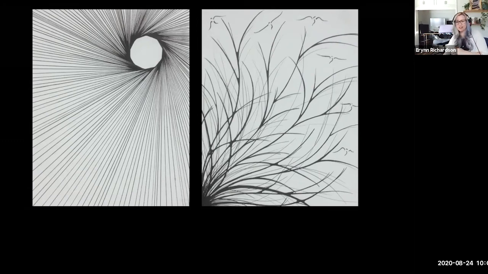My cat just came in. I'm trying to get her over so you guys can see it. There she comes, there she comes. Oh, you can just see her tail.